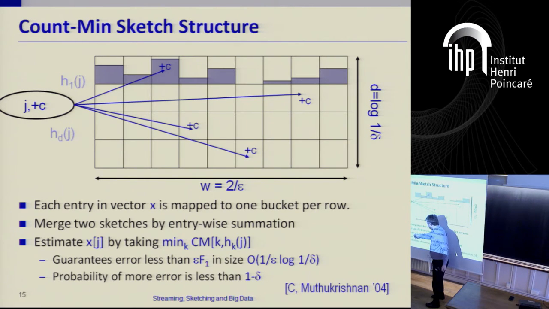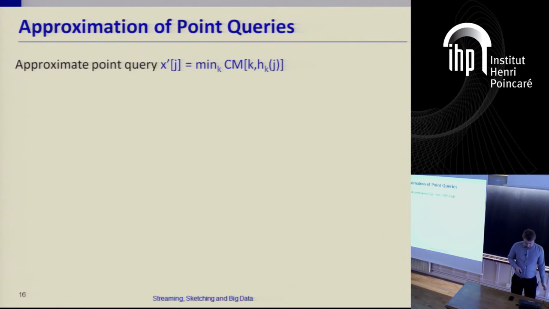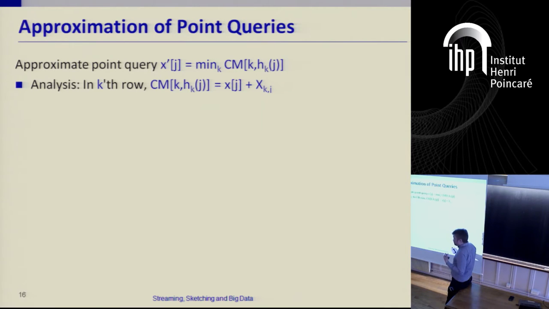In other words, I'm estimating x at index j by just taking the minimum over the rows of the bucket that corresponds in the kth row to the kth hash of index j. So what do I get from this? Here's my estimator. Just look at a single instance of this. I get what I want plus a random variable corresponding to the noise colliding with this index j.